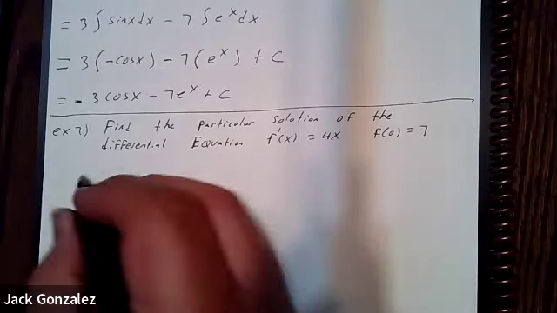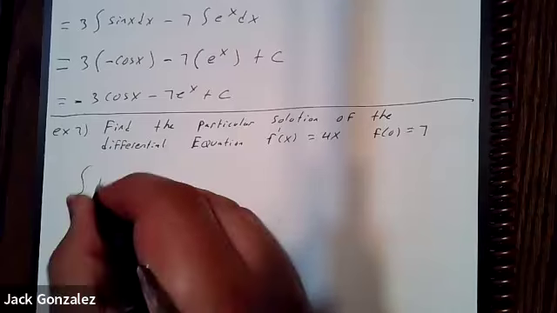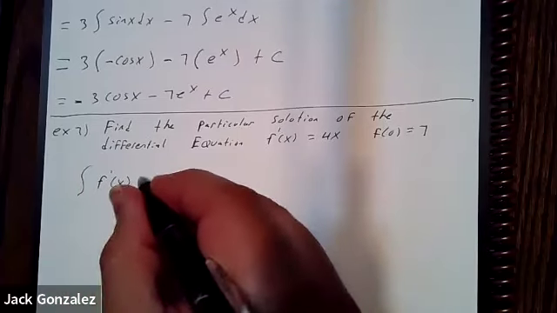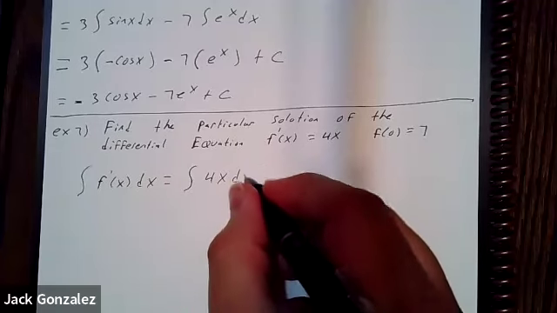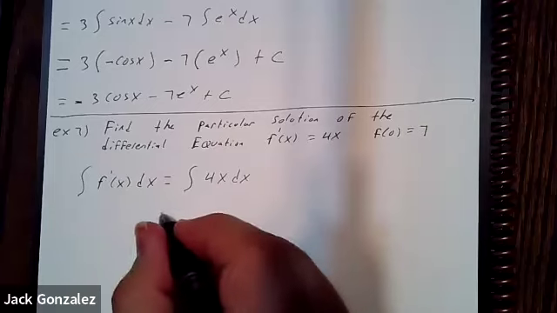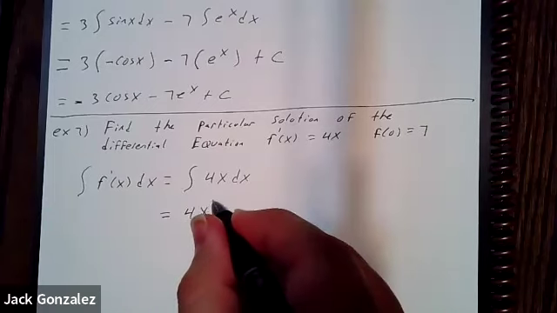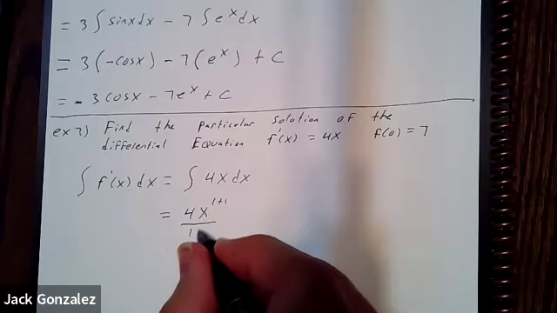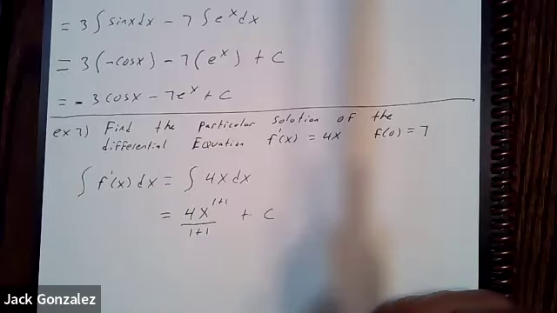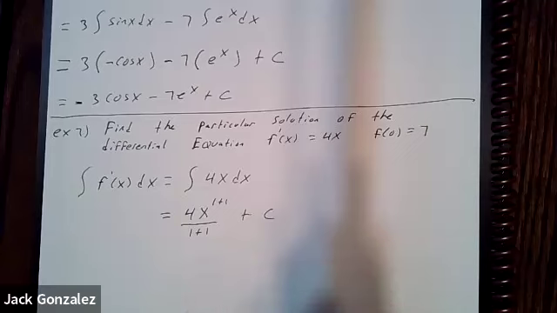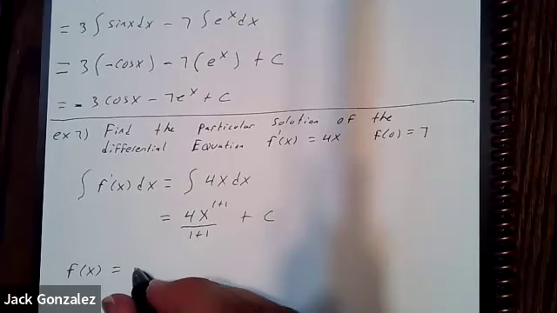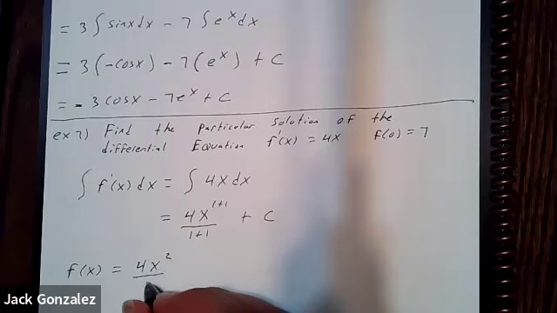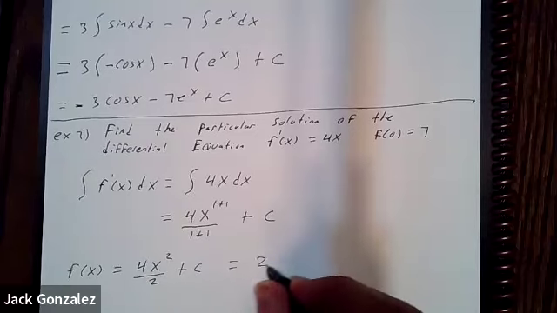Okay. So what you've got to do is integrate to undo the derivative, right? Which would be integrating this guy. So that simply becomes 4x to the 1 plus 1 over 1 plus 1 plus your constant. So now we know that lowercase f is equal to 4x squared divided by 2 plus c, which is 2x squared plus c.